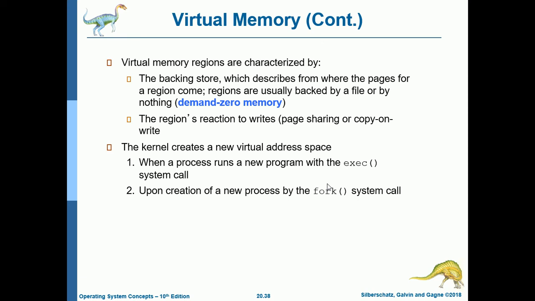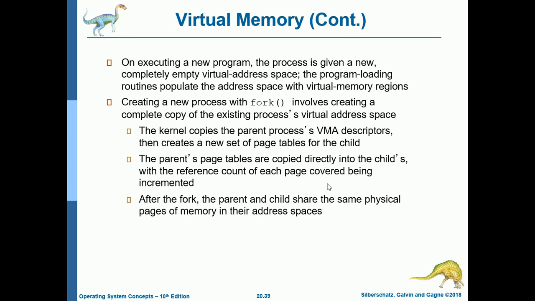And then another, the kernel creates a new virtual address space, number one, when a process runs a new program with the exec system call, and another is upon creation of a new process by the fork system call. On executing a new program, the process is given a new, completely empty virtual address space. The program loading routines populate the address space with virtual memory regions.